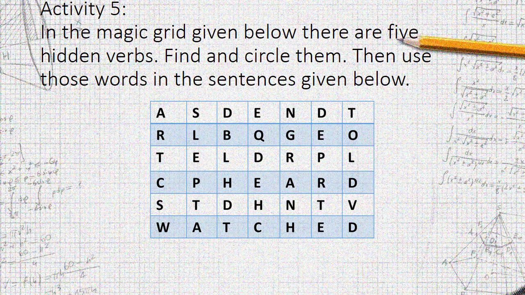Activity 5. In the magic grid given below, there are 5 hidden verbs. Find and circle them. Then use those words in the sentences given below. Here 5 verbs are hidden. Verbs means they are the action words, the words which show action. So from this, you have to find and circle the verbs.